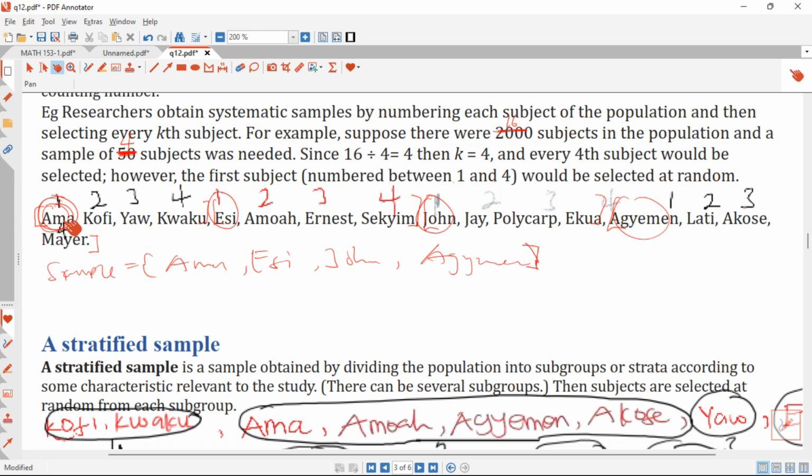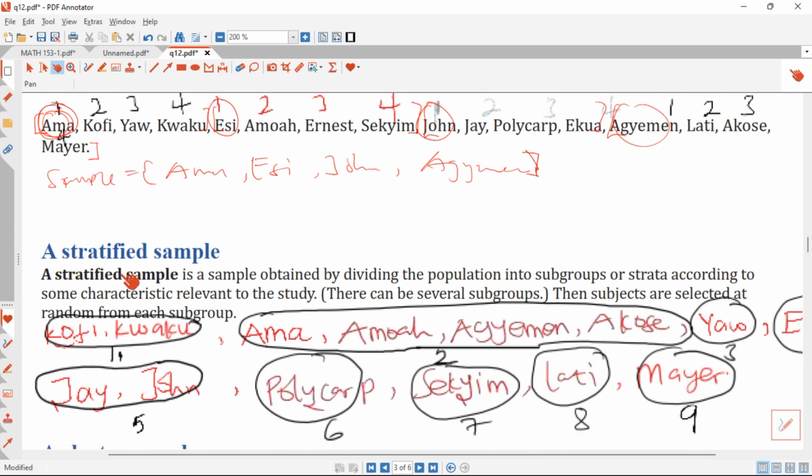The list here that we have: Ama, Kofi, Yaa, Kweku, AC, and the rest. For stratified sampling, we are just going to group them into subgroups that have relative characteristics. So here we just want to group them according to the first letter of the alphabet. We are grouping the first one with the individual names that start with K, right? So here we have Kofi and Kweku. When you look here, we have Kofi, and then the next K that we have here is Kweku. So we have grouped them here.